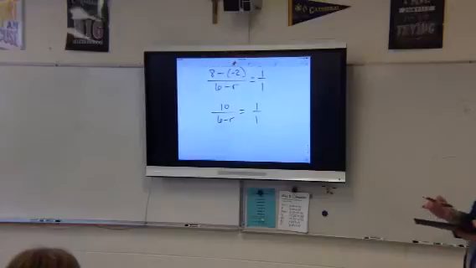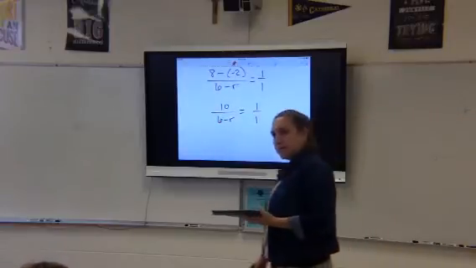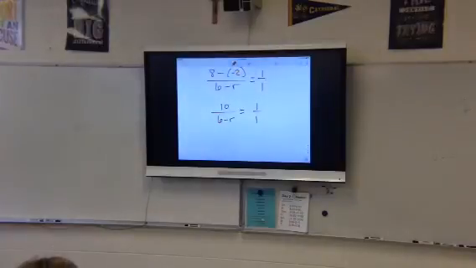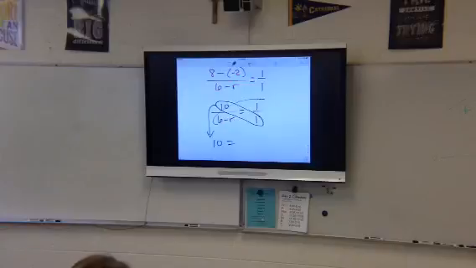Does anybody remember how we solve a fraction equaling a fraction? Can you cancel out 10? No, can't cancel. Cross multiply. So remember, we're going to take 10 times 1 and get 10. And then we're going to cross multiply here.